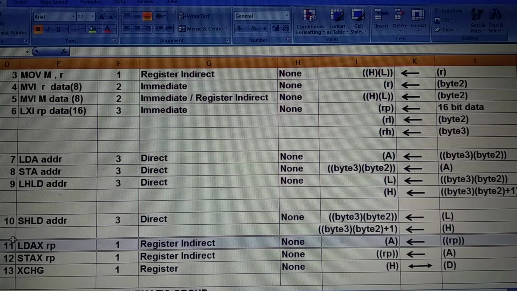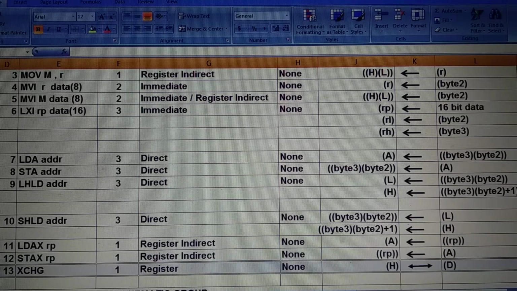LDAX RP, L means load accumulator from the memory location, and the memory location is given by the register pair. As the memory location is given by the register pair, the addressing mode is register indirect. Here we can use only the BC and DE register pairs. STAX RP, S means store the accumulator to the memory location given by the register pair. The register pair gives the memory, therefore the addressing mode is register indirect.